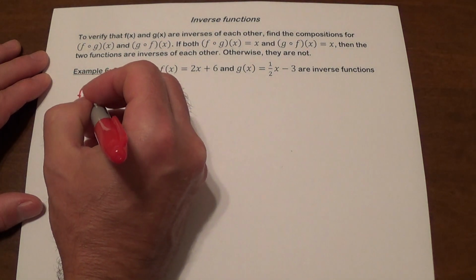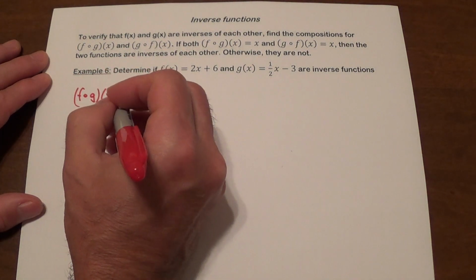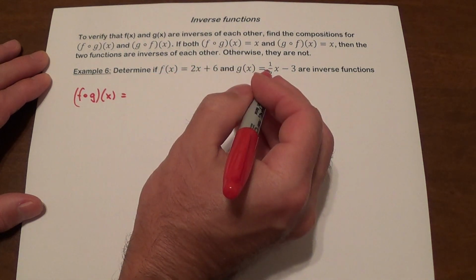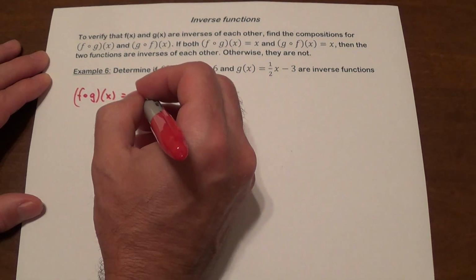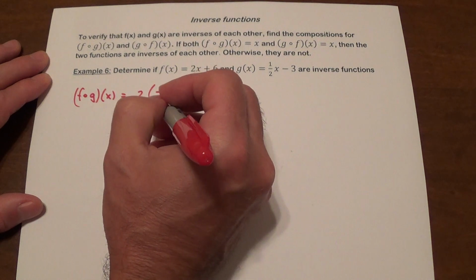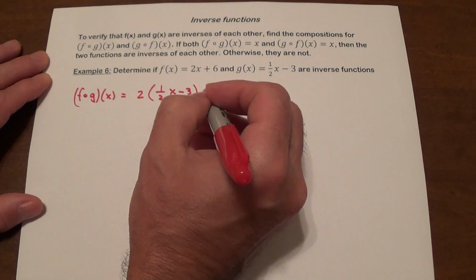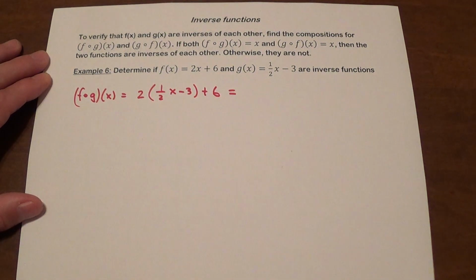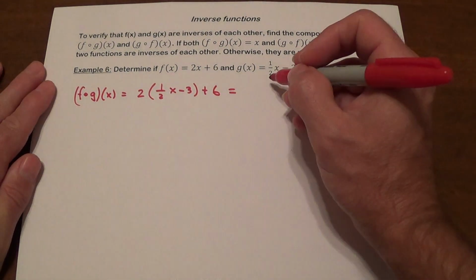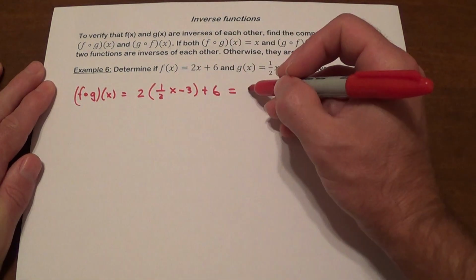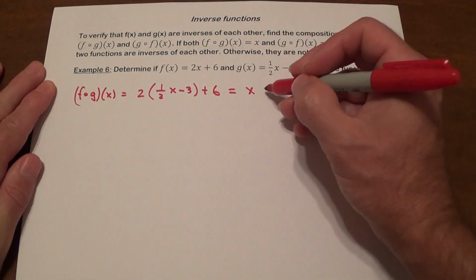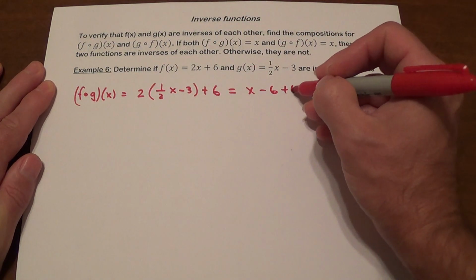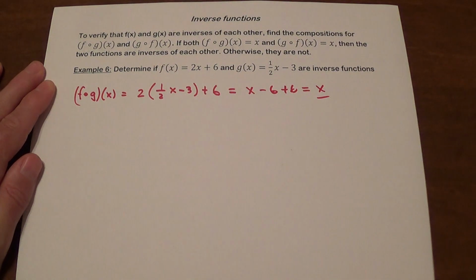So if we do f of g, g goes into f. It's going to be 2 times (1/2 x minus 3) plus 6, which is going to give us 2 times 1/2 x, which gives us x, 2 times negative 3 will be minus 6, and plus 6, and we got x. This is what we want.